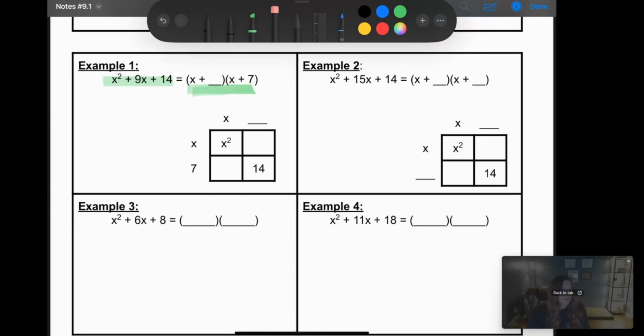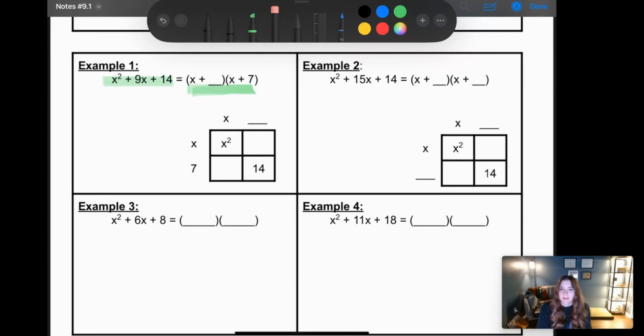So first of all, it gives you the trinomial. It says that x squared plus 9x plus 14 is equal to x plus something times x plus 7. Now, what's great about this one is it shows you it both ways. Now, you can solve whichever way makes more sense to you when you start doing it on your own and it doesn't give you so much to go off of.